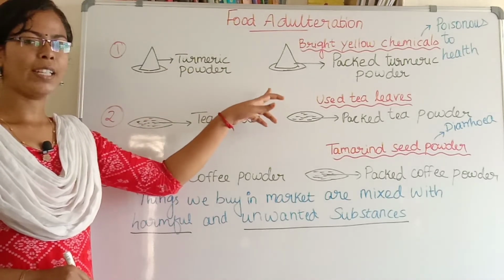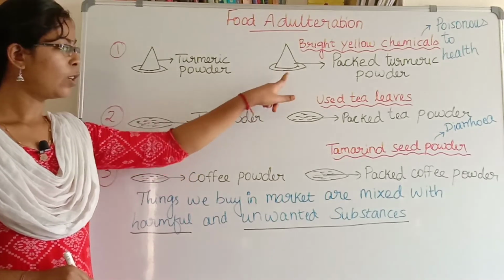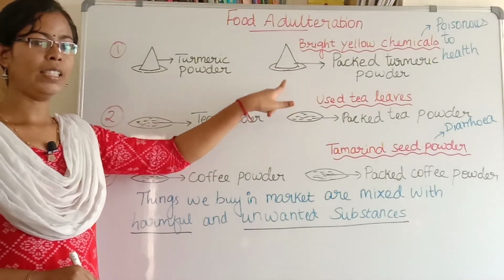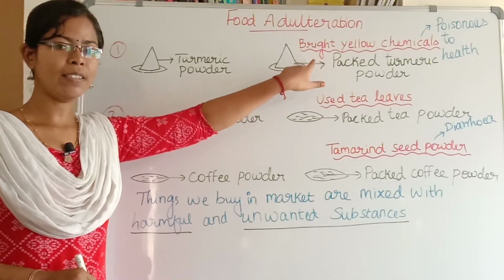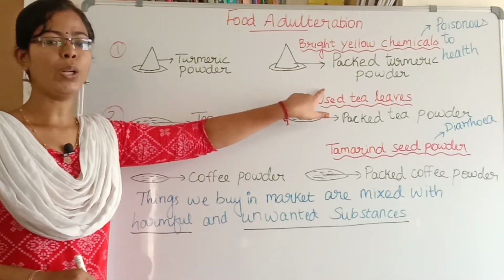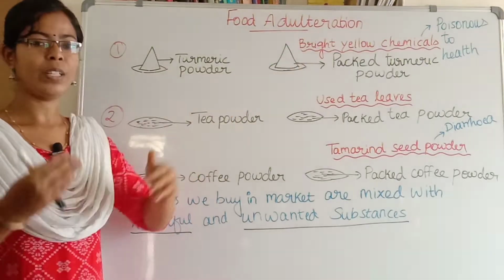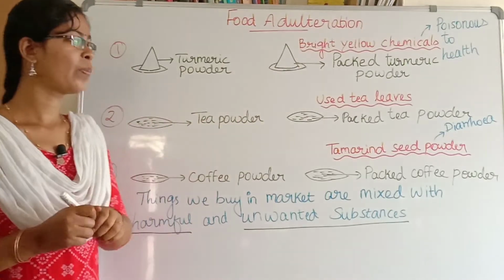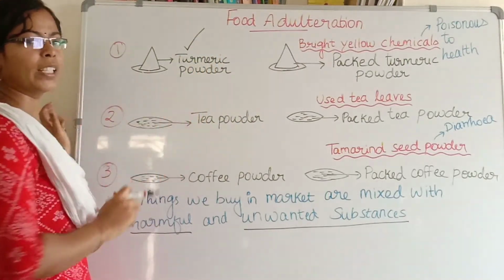But this is a packed turmeric powder which I am getting from a market. The color of this is so bright compared to this. Here they are using a bright yellow chemical. They are mixing this chemical with this turmeric powder to look very bright. But when we consume it daily, slowly it will cause poison to our health and body. So start using homemade turmeric powder.